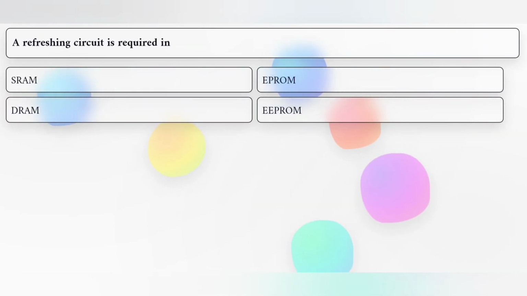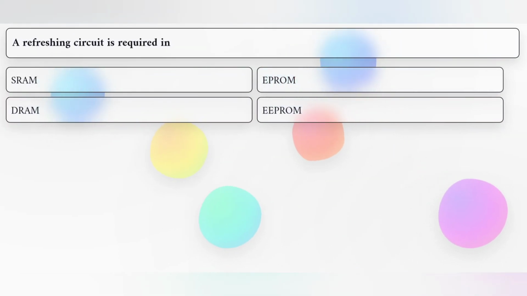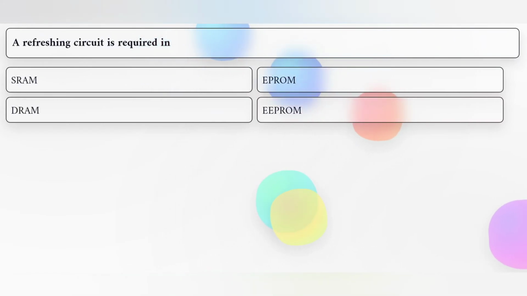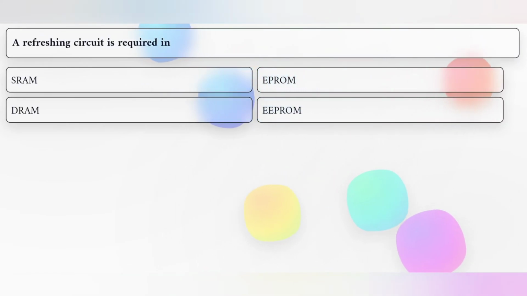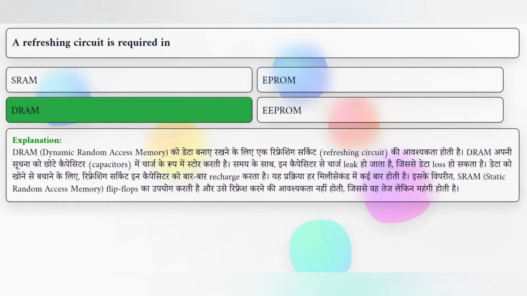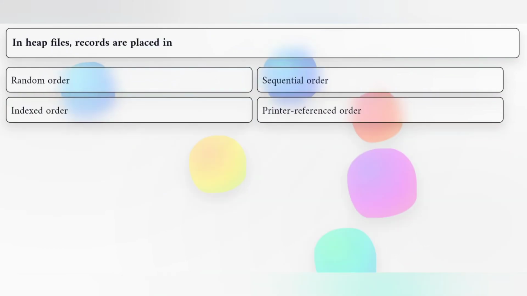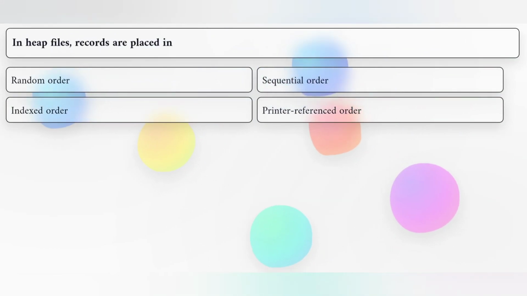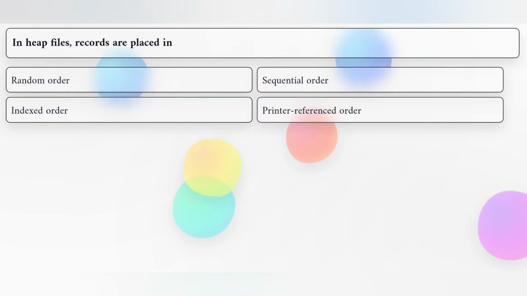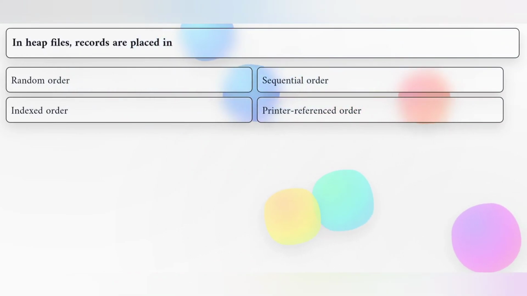A refreshing circuit is required in SRAM, EEPROM, DRAM, EEPROM. In heap files, records are placed in random order, sequential order, indexed order, printer referenced order.